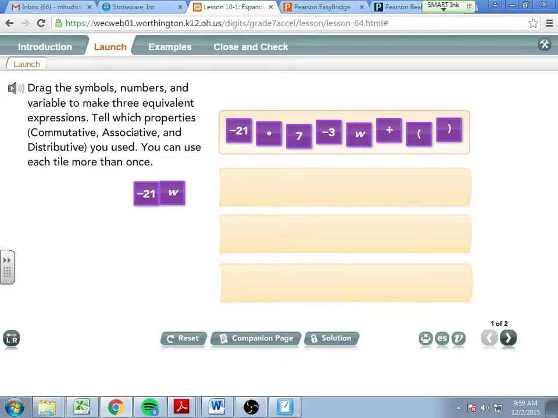You can use parentheses. Now remember, if you use parentheses, that happens first. Can W be anything? Right now, yeah, because it's just a variable.